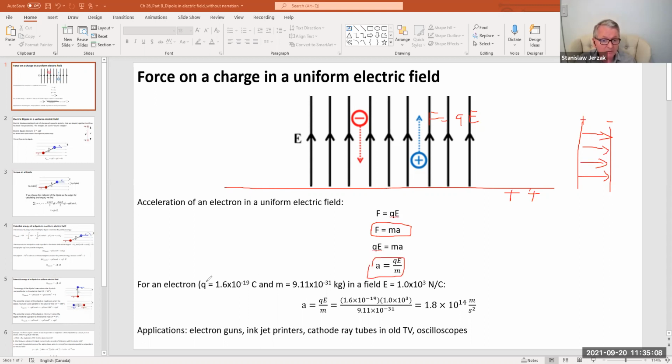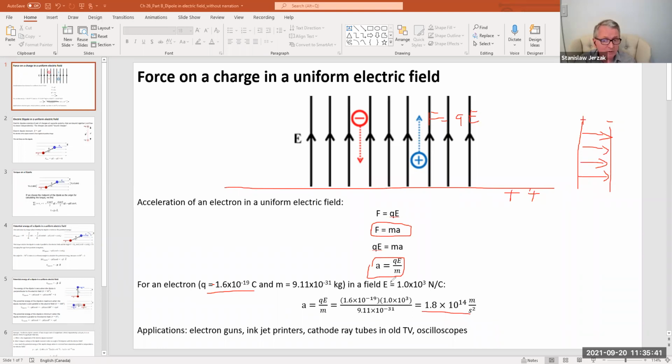And for example, if you substitute for Q the charge of the electron, its magnitude (remember, the electron is negatively charged, but I want to calculate just the magnitude of acceleration), so I substitute for Q just the positive charge. And if the electric field is about 1000 newtons per coulomb, easy to obtain, and divide by the mass of the electron, which is very tiny, 9.11 times 10 to the negative 31, then the acceleration is enormous, about 10 to the 14 meters per second squared.